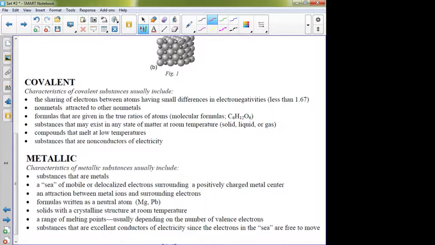So, all right. Covalent bonds. This is when I have a non-metal bonded to a non-metal. So ionic is metal to non-metal. Covalent is non-metal to non-metal. This should be a review from last year. We share electrons in a covalent bond. We give their formulas in a true ratio. They can exist in any state of matter. They melt at lower temperatures because the bond is not as strong as an ionic. And they are not conductors of electricity because there are no ion charges there.